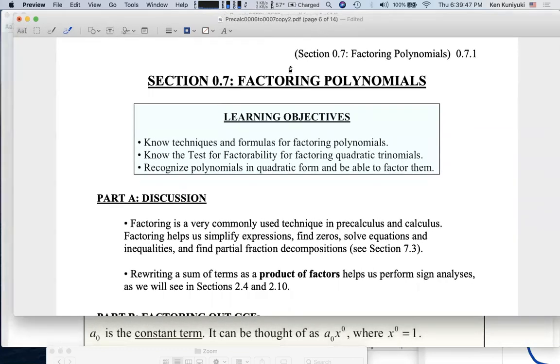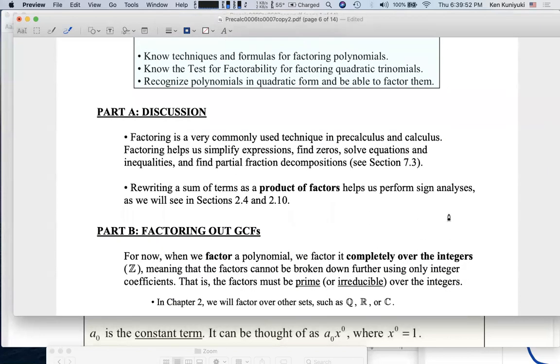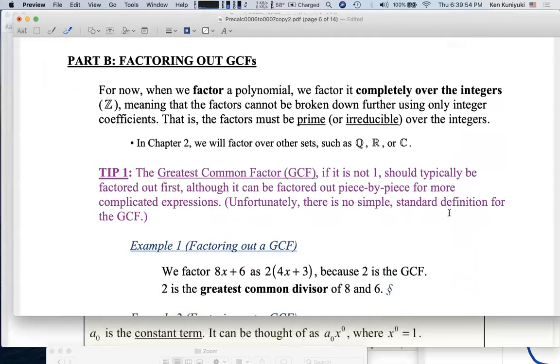ALEKS, maybe the tutor Alex, but ALEKS. I don't know if there's a tutor Alex. All right, anyway, let's do some examples. Let's go straight to some examples.